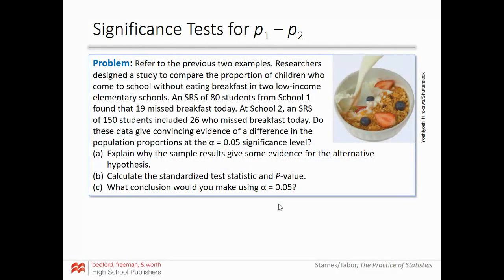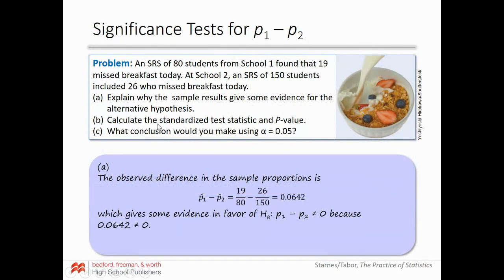Okay. So still same example. Now that we're just going to kind of explore a little bit, it says explain why. Well, we'll look at parts A, B, and C. So A is: explain why the sample results give some evidence for the alternative hypothesis.